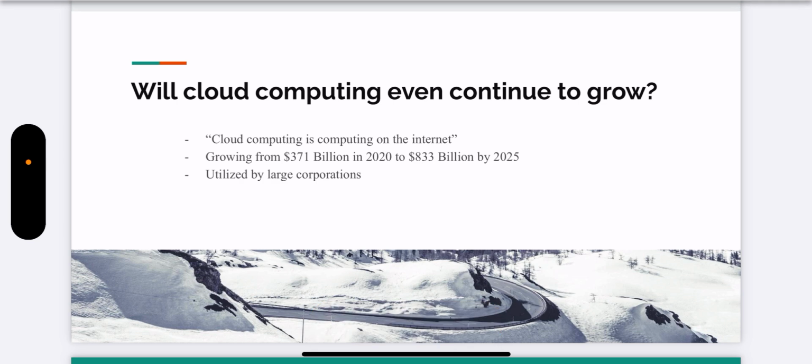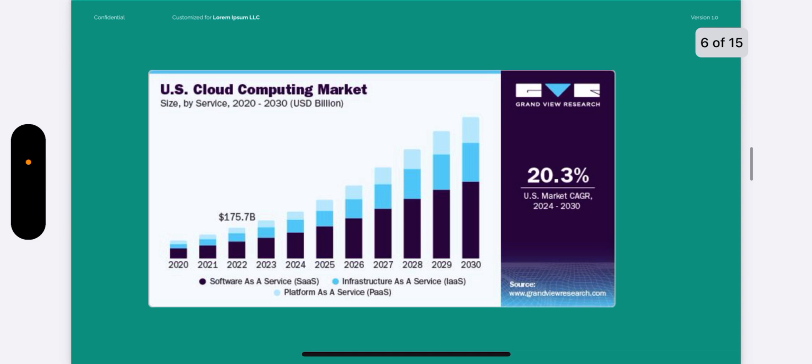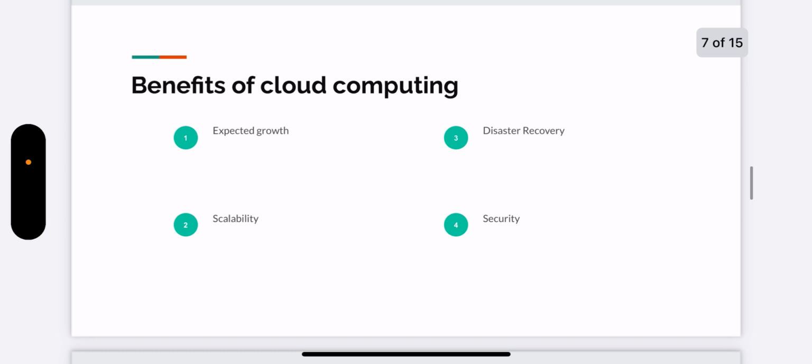Will cloud computing even continue to grow? That's one big thing that I talked about earlier, the fact that cloud computing is going to grow from 371 billion in 2020 to 833 billion by 2025, which is mostly used and utilized by these large corporations. This is just a chart I wanted to provide to give you a visual of the increase from 2020 to 2030, and how much it's growing. The benefits of cloud computing, as stated earlier: expected growth, disaster recovery, scalability, security.